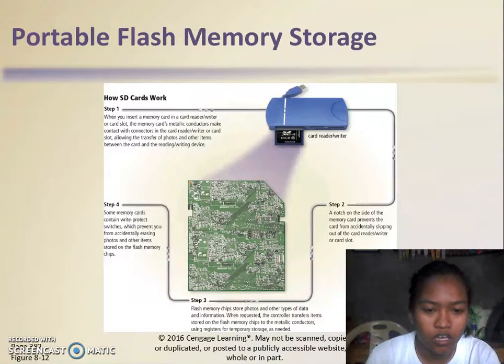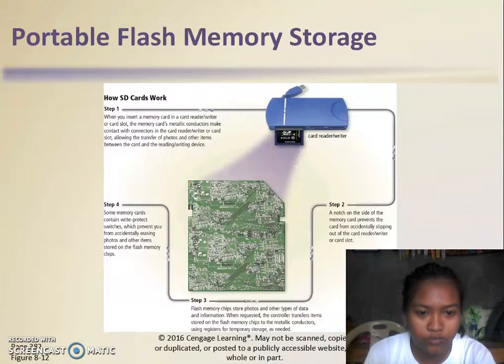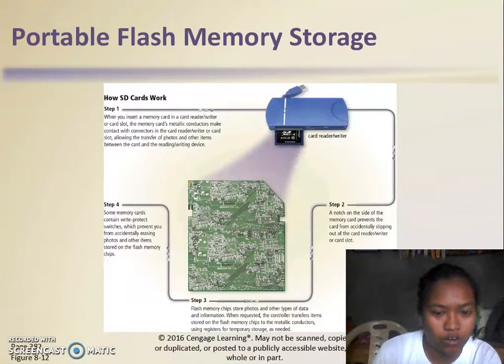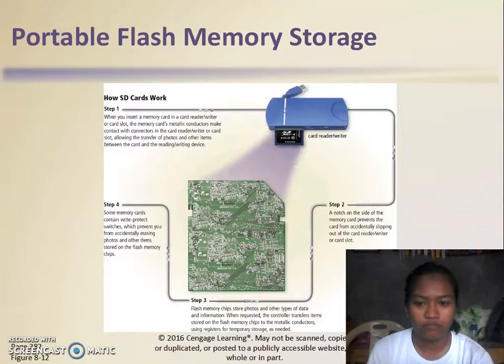Step 2. A notch on the side of the memory card prevents the card from accidentally slipping out of the card reader, writer, or card slot. Step 3. Flash memory chips store photos and other types of data and information. When requested, the controller transfers items stored on the flash memory chips to the metallic conductors using registers to temporary storage as needed.